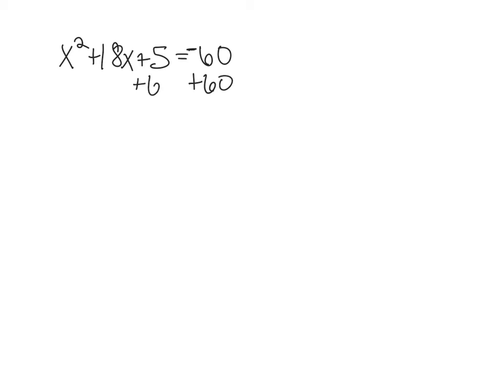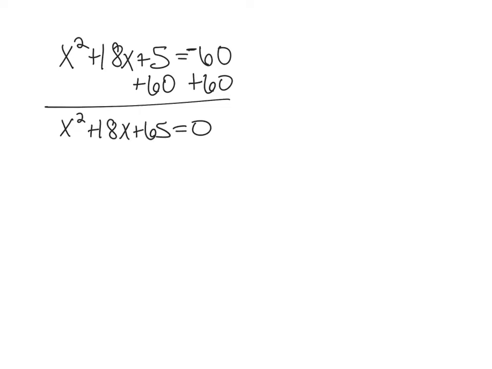Let's look at a problem here. x squared plus 18x plus 5 equals negative 60. Okay, so to use the quadratic formula, we need to get it equal to 0, which is opposite of completing the square, where we would put the constant on the other side. So we're going to add 60 to both sides, and we get x squared plus 18x plus 65 equals 0.